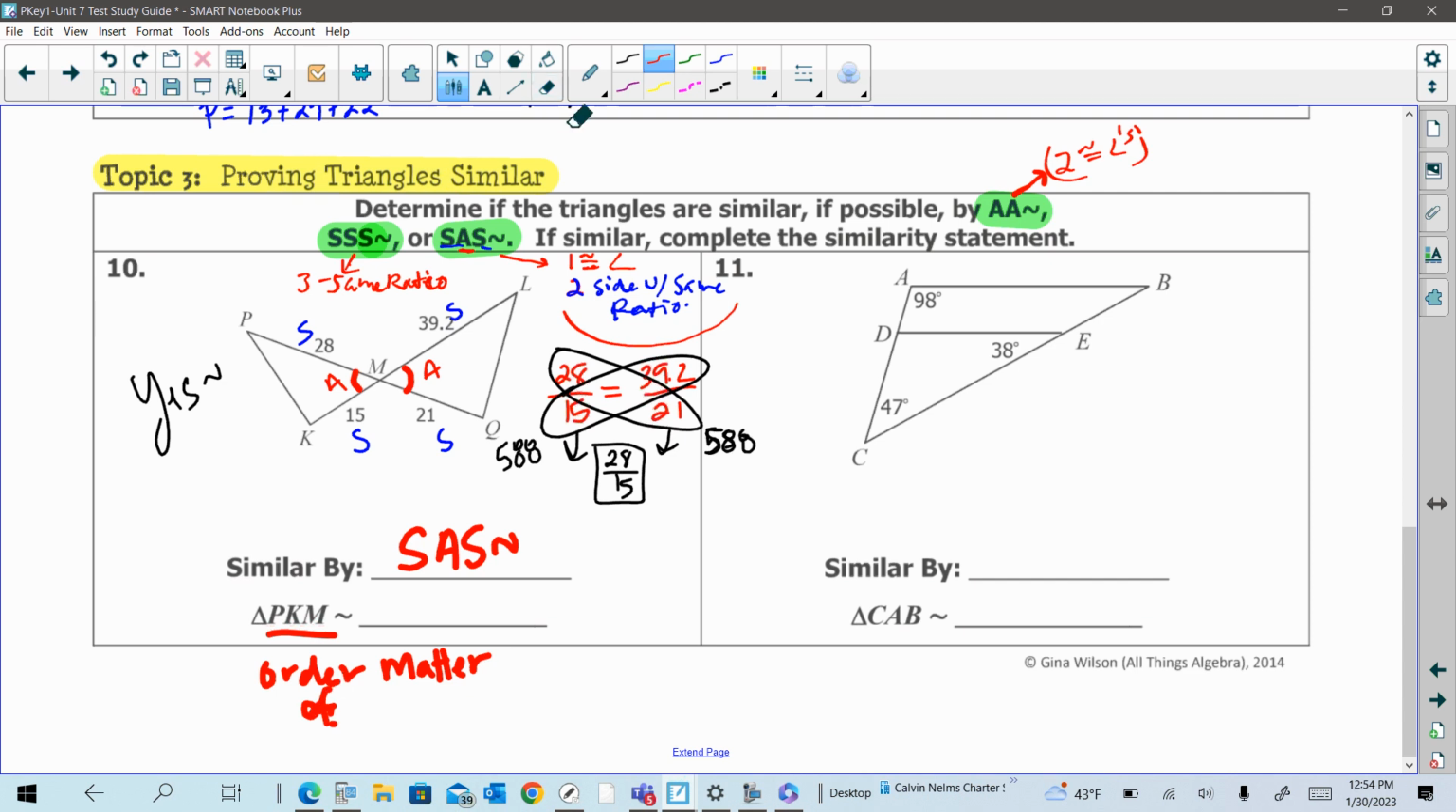Oops, I meant to erase that part. Check your markings. So if I say P to K to M, then this other triangle, if I go P to K to M, would have to be L to Q to M.